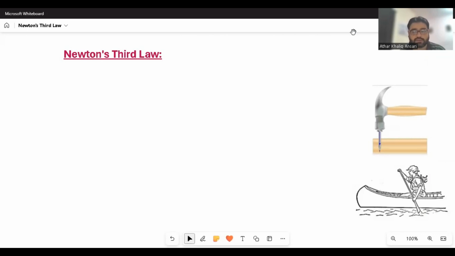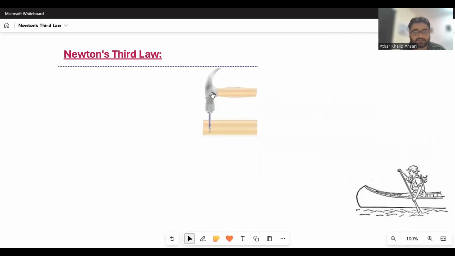Hello, everybody. Good day. Today we are going to talk about Newton's third law, and it is one of the very simple laws. To understand this law, let us start with the first simple example that you can see on your screen. There is a hammer that is hitting the nail.